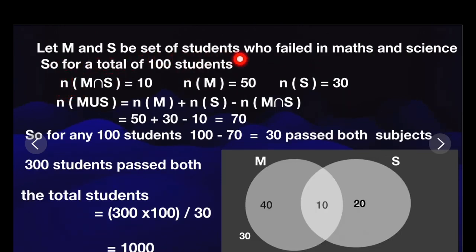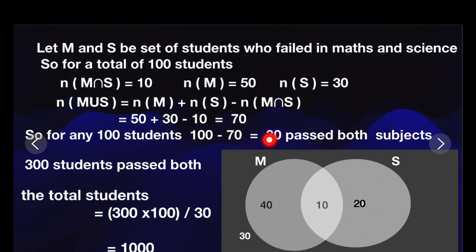Let MS be the students who failed in maths and science. So for a total of 100 students, intersection is 10. Number of students who failed in maths is 50. Number of students who failed in science is 30. So the total number of students who have failed in any one subject is this. If you put the formula, you will get that. So how many have actually passed in both the subjects? 30 for a class of 100.